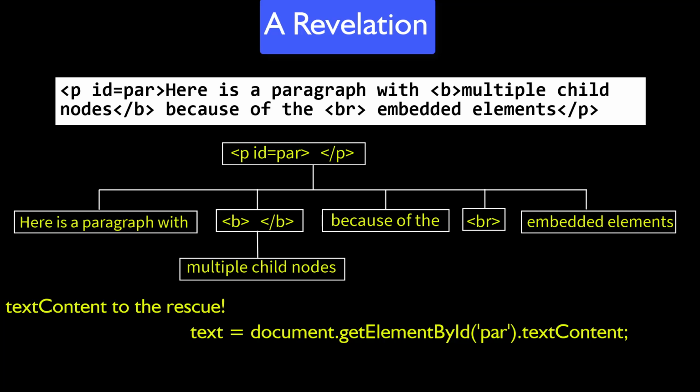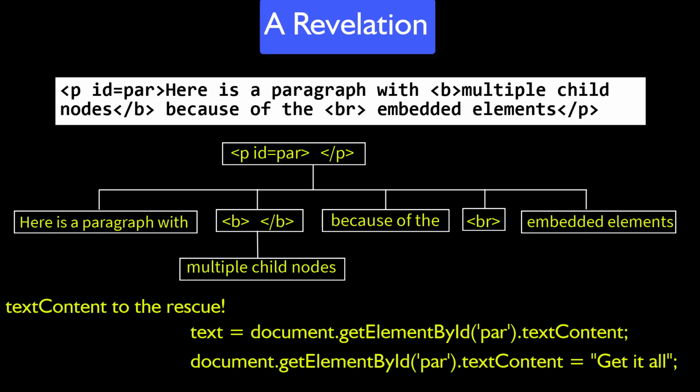Now you can go the other way. Well, sort of. You can code document.getElementById("par").textContent = "get it all". Here's the rub. The above statement will replace all child elements with the one text node containing "get it all." You can't insert, for example, BR or B elements. If you try, you'll find these are just included as literal text. Still, it's another tool that can come in handy from time to time.